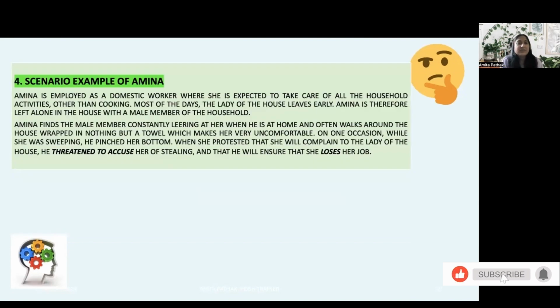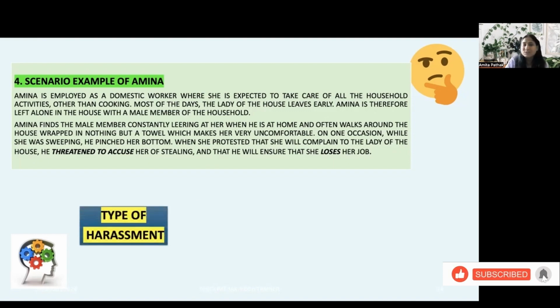Next, take the example of Amina. Amina is employed as a domestic worker where she is expected to take care of all the household activities other than cooking. Most of the days, the lady of the house leaves early. Amina is left alone in the house with a male member of the household. Amina finds the male member constantly leering at her when he is at home, and he often walks around the house wrapped in nothing but a towel, which makes her very uncomfortable. On one occasion, while she was sweeping, he pinched her bottom. When she protested that she would complain to the lady of the house, he threatened to accuse her of stealing and said that he would ensure that she loses her job.